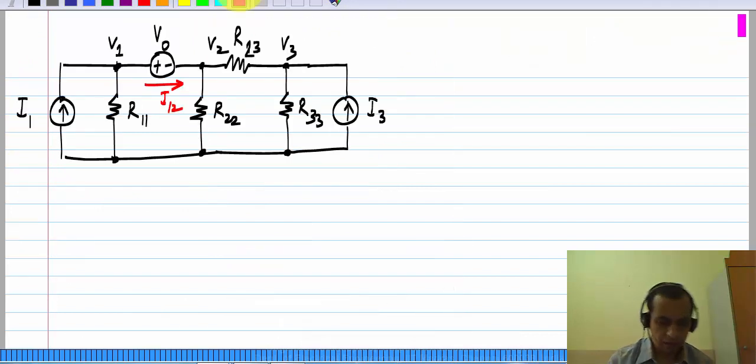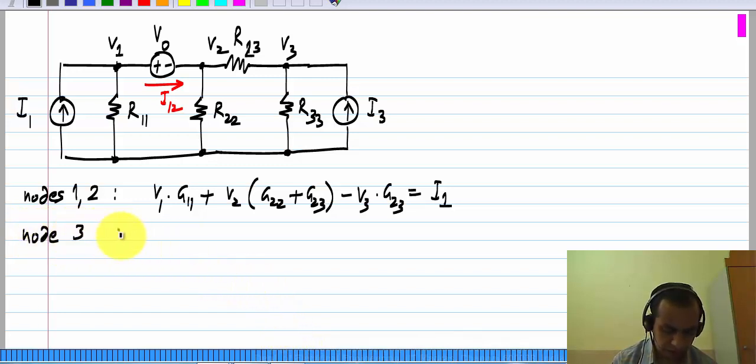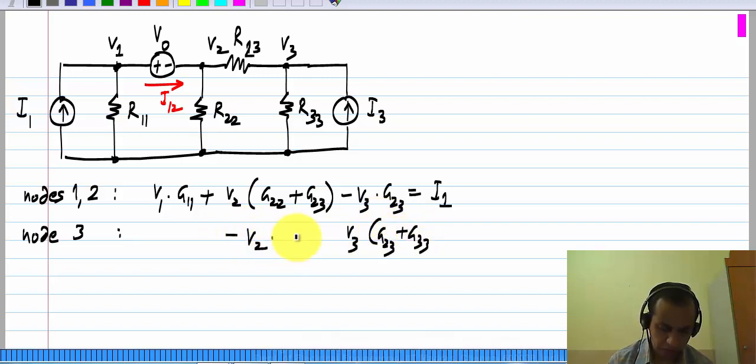What are my three equations? For nodes 1 and 2, between which the voltage source is connected, I have a single equation, which is V1 times G11 plus V2 times G22 plus G23 minus V3 times G23 equals I1. Okay. And for node 3, I have the same equation as before. So V3 times G23 plus G33 minus V2 times G23 equals I3.